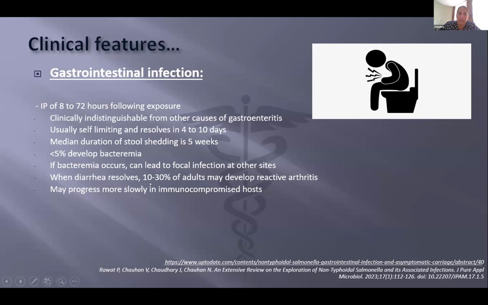Less than 5% of patients who have gastrointestinal infections develop a bacteremia. And if the bacteremia occurs, it may lead to focal infections at other sites. And when diarrhea resolves, about 10 to 30% of adults may develop a reactive arthritis, usually of the wrists or the vertebral joints or the knees. And of note, they may progress more slowly in immunocompromised hosts. So instead of presenting more acutely, immunocompromised patients may present with a subacute or chronic history of gastroenteritis.